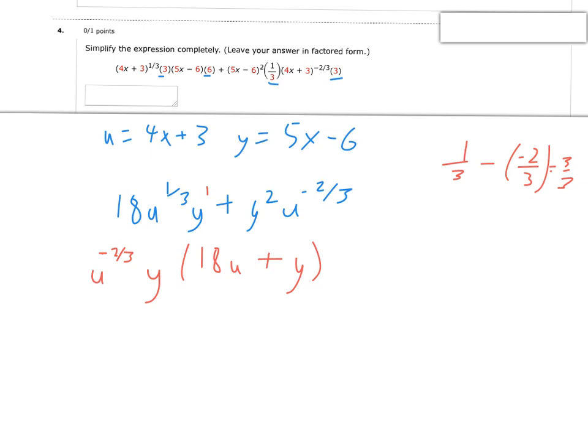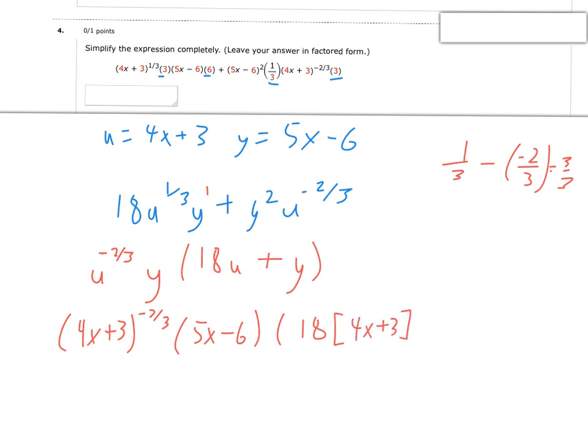I'm going to go ahead now and we'll plug everything back in. So this will be 4x plus 3 to the negative 2/3. And then y is 5x minus 6, okay. And then this 18, I'm going to have to distribute into 4x plus 3. And then I'll have to add my 5x minus 6, no distributing for that one. So go ahead and distribute that. Let's see, what is that? 9 times 8 really is 72x.